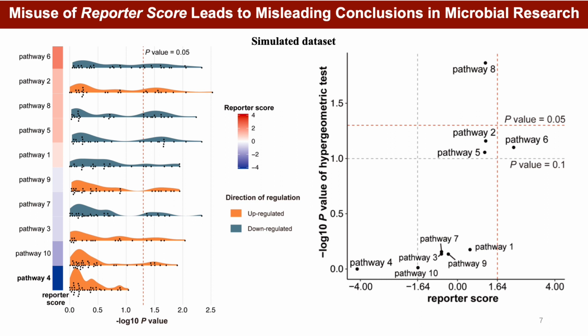However, if we use a cutoff of absolute 1.64 that is commonly used in surveyed articles, pathway 4 will be misinterpreted as a significantly downregulated pathway. Needless to say, misinterpretation of the reporter score will cause misleading results in pathway enrichment analysis. And compared with hypergeometric tests, the results of reporter score showed similar trends, and the pathways with higher reporter score were also marked as enriched by hypergeometric tests.